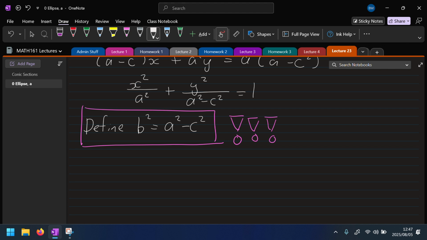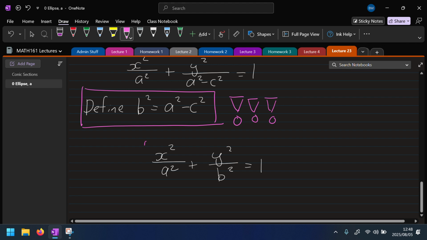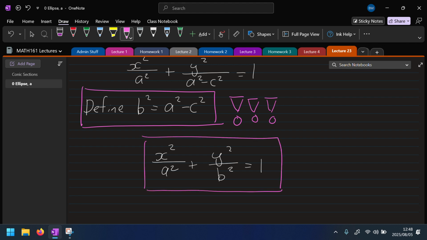Okay, and if we do that, then we're going to have y squared over b squared. So we end up with x squared over a squared plus y squared over b squared is 1. And then please put another box around that. Okay. And after all of that algebra, we get the ellipse equation.